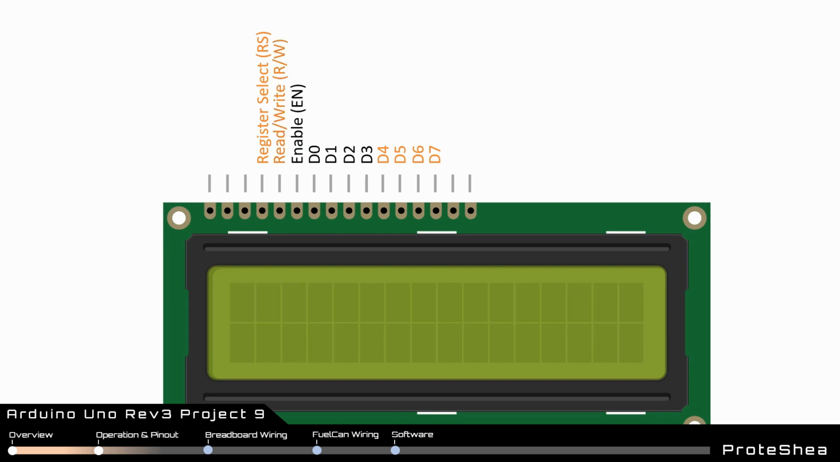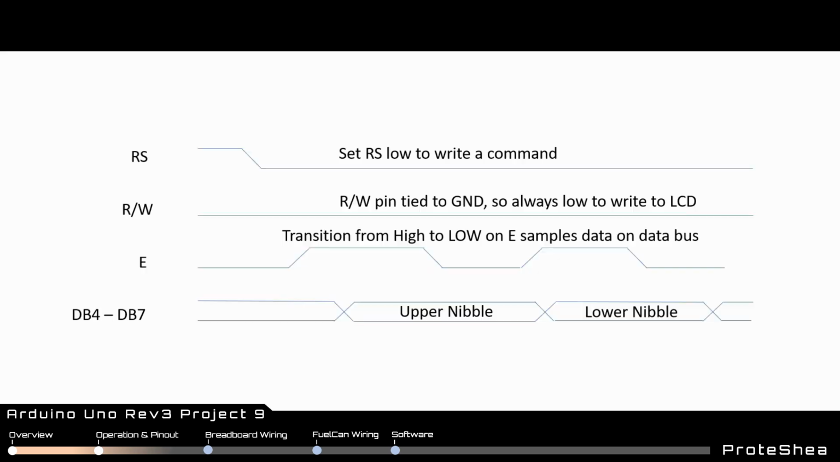We'll only be writing to the LCD so we can ground this pin. The enable pin is used to tell the LCD when to sample the data on the data bus. So going back to the timing diagram, a transition from high to low samples the data on the bus.